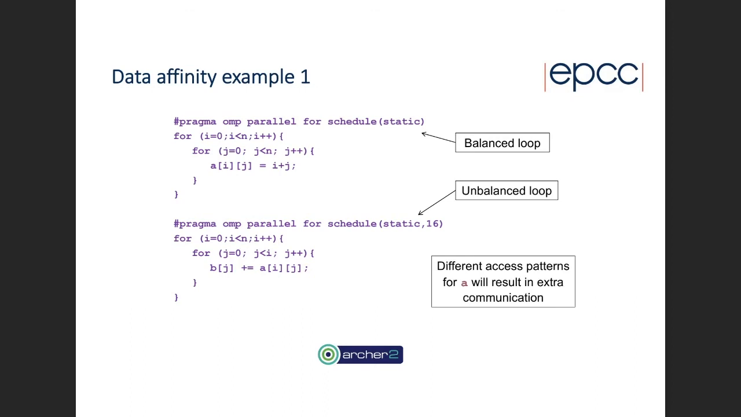In this case, there's a fairly obvious fix. We could apply the same static 16 schedule to the first loop, and that probably doesn't incur much additional overhead in terms of the loop scheduling, but it makes the access patterns match up nicely, so that hopefully all the accesses in the second loop will be cache hits instead.